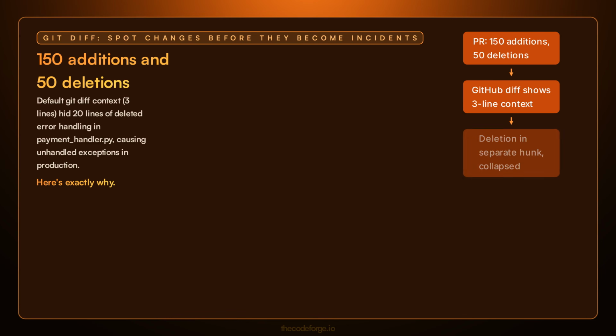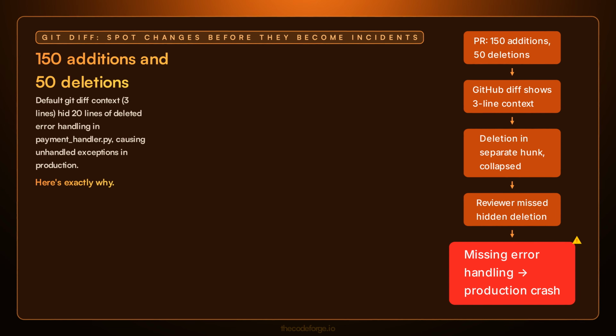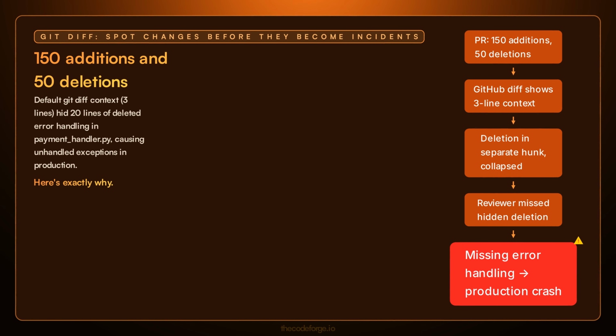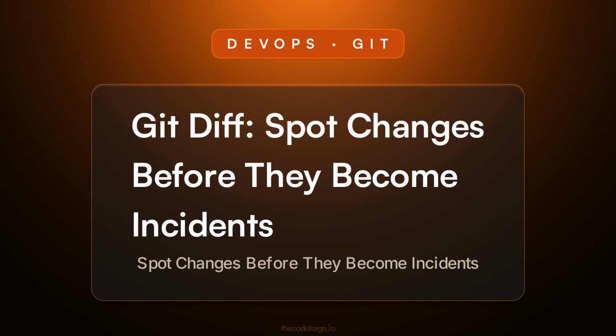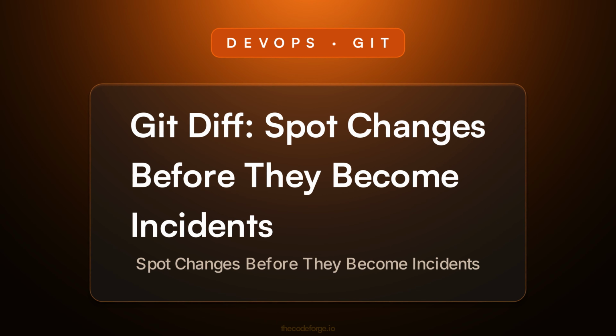A PR with 150 additions and 50 deletions looked clean, but 20 lines of error handling were silently deleted. The default Git Diff context hid them, and production crashed. Let's break down Git Diff. Spot changes before they become incidents, how it works, and the exact mistake behind that failure.